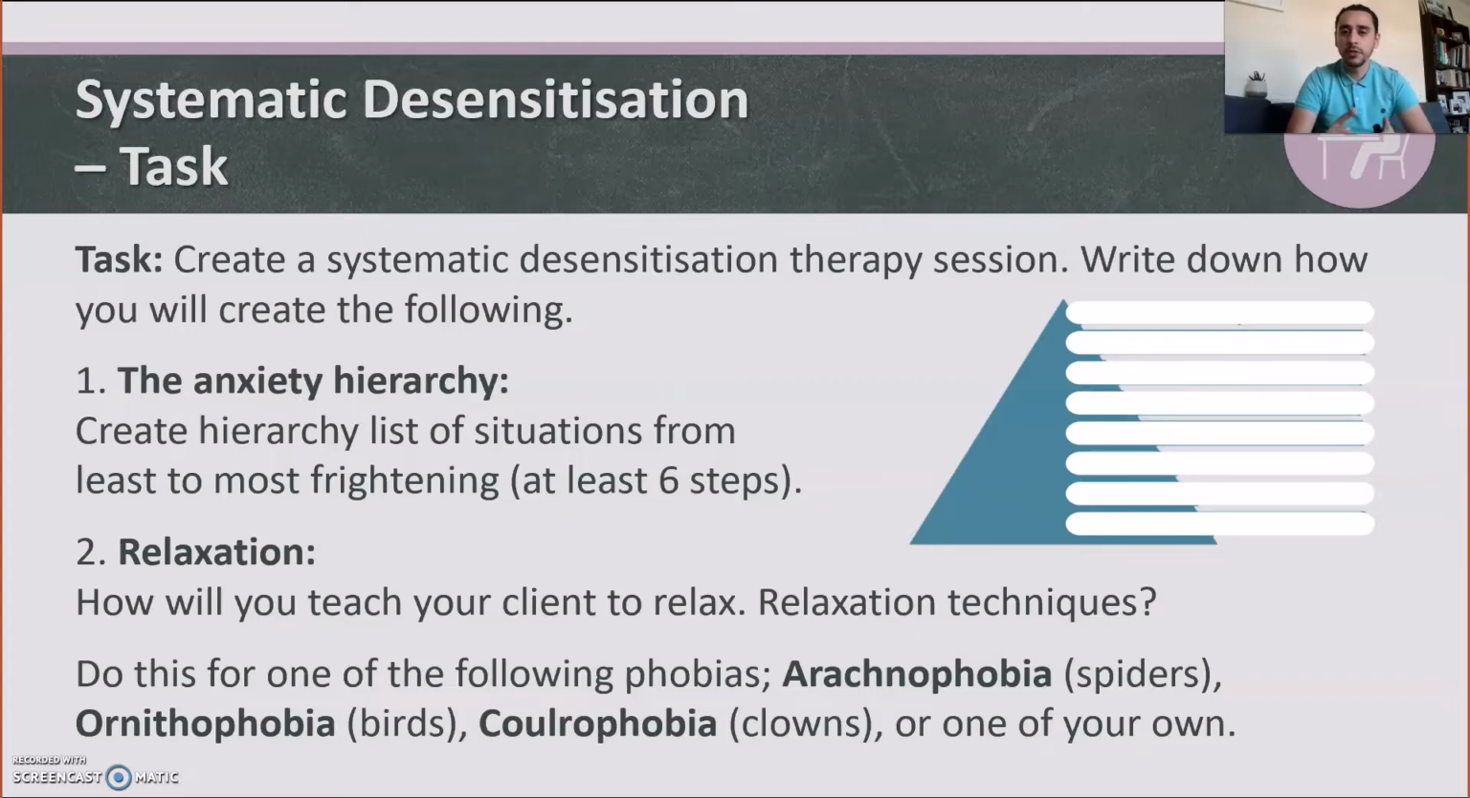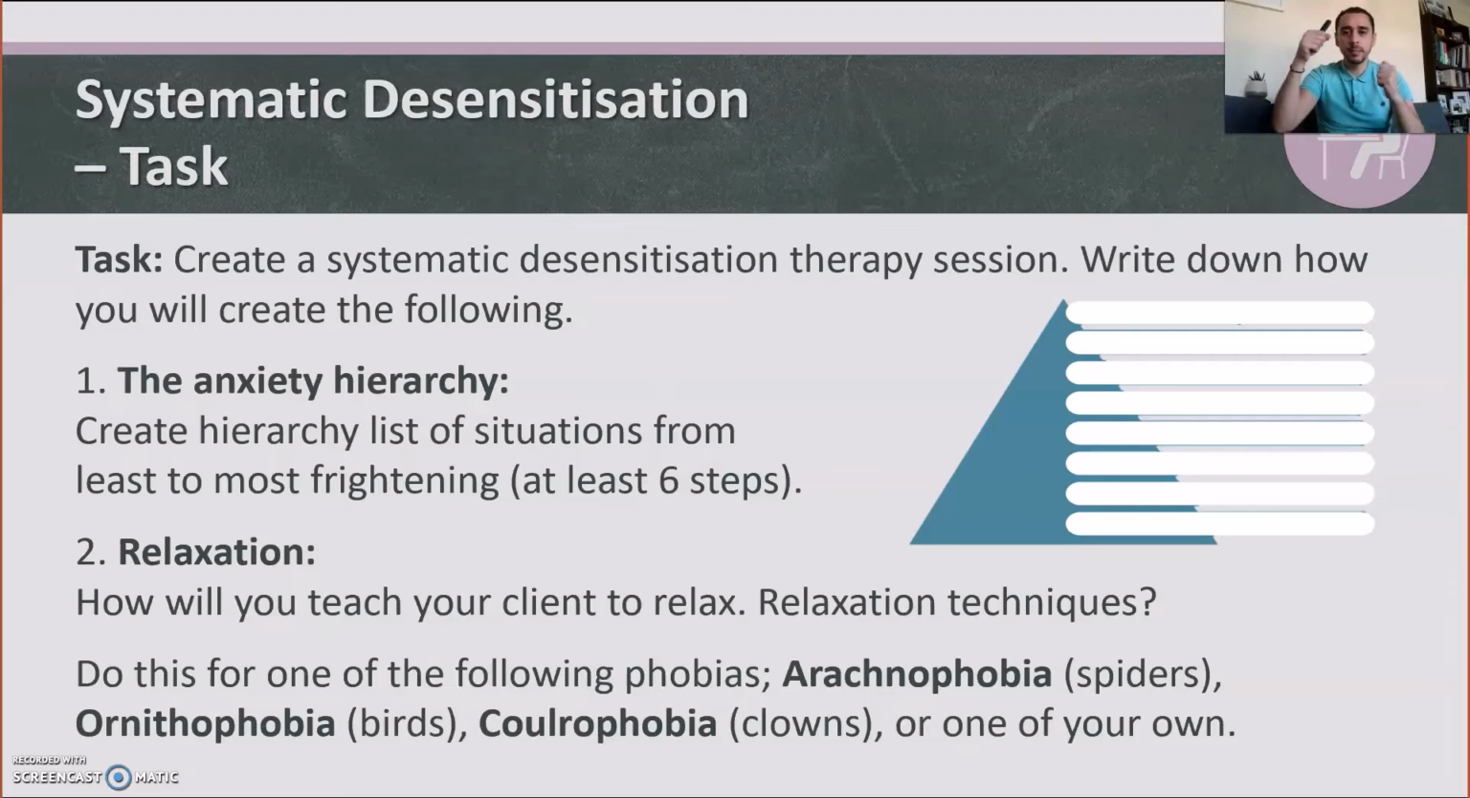Only when you're comfortable in one stage can you move on to the next stage. And this happens over many weeks and many therapy sessions, right? And then which relaxation technique? There are 4 different ones I taught you, right? Let's say, for example, do the breathing techniques. Do a little role play.